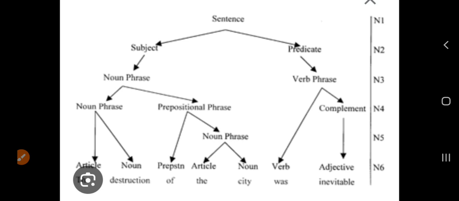Then was inevitable. So was, right? Inevitable is a complement and is an adjective. How? I am giving another example. Ram is a good boy.